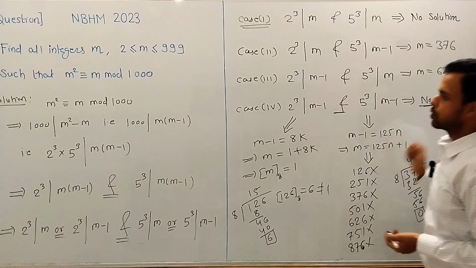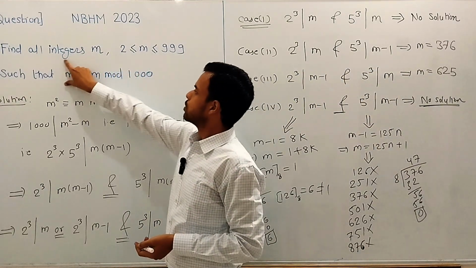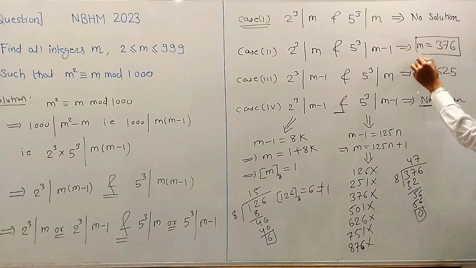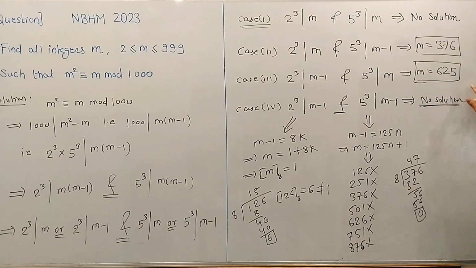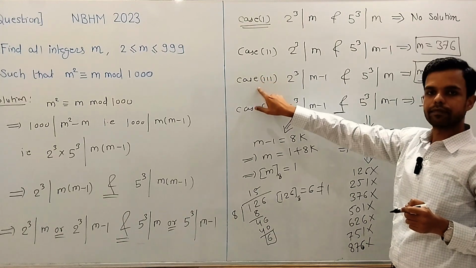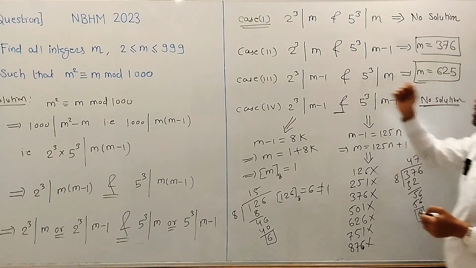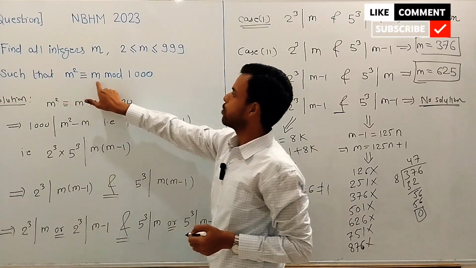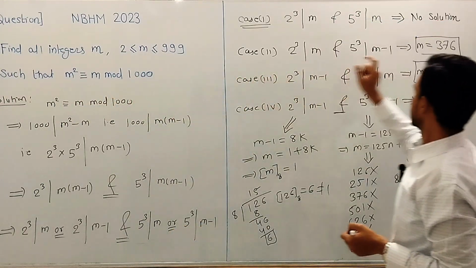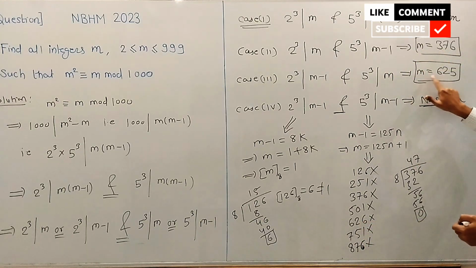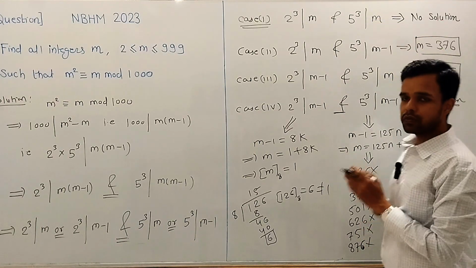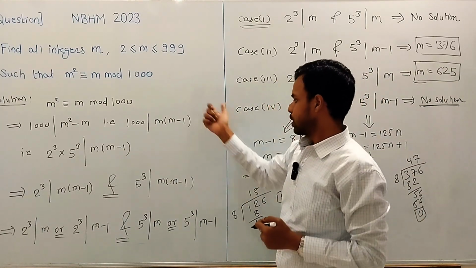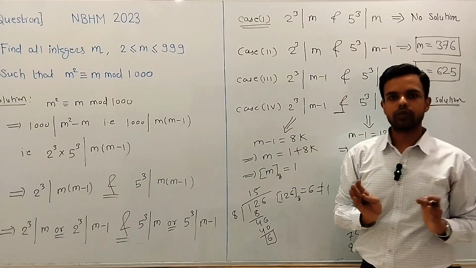So the only solutions are m equals 376 and m equals 625, which occur in case 2 and case 3. So the integers which lie in this range and satisfy this condition, that is m square congruent to m modulo 1000, are m equals 376 and m equals 625. Those students who are not comfortable with a ring theory approach can solve this question this way, that is by using a basic number theory approach.